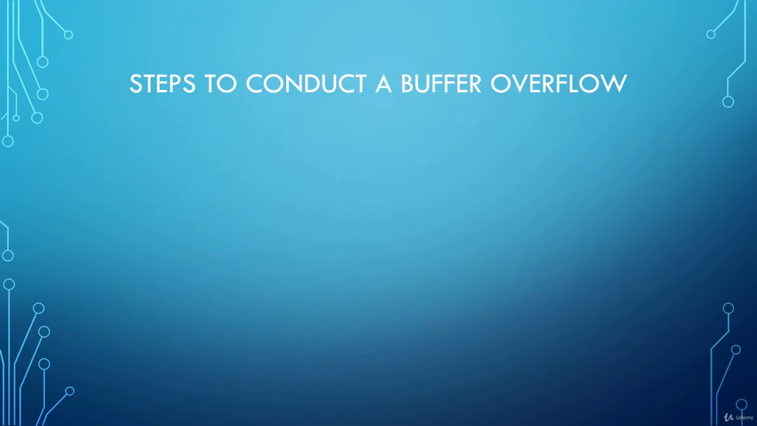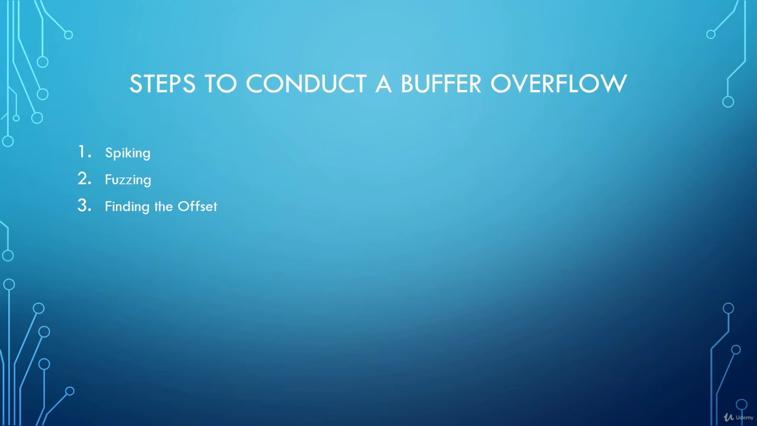So let's talk really quick about the steps to conduct a buffer overflow. The first step we're going to cover is called spiking. Spiking is a method that we use to find a vulnerable part of a program. Once we find the vulnerable part of the program, we're going to do fuzzing, which is kind of similar to spiking. With fuzzing, we send a bunch of characters at a program and see if we can break it. If we do break it, we want to find out at what point we broke it.